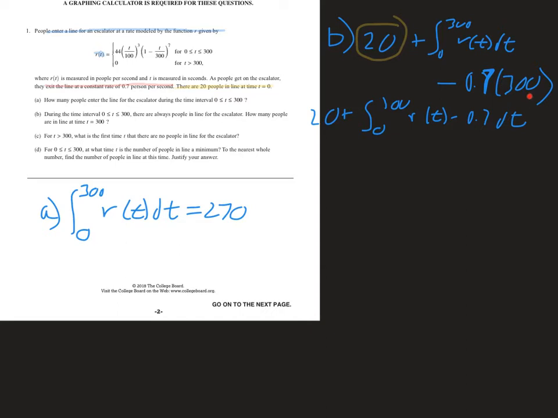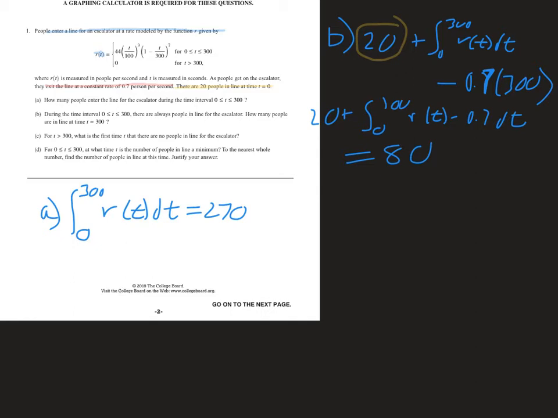So what we would do is the antiderivative here would be 0.7t, plug in 300, plug in 0 and subtract those things. And so you're going to get 0.7 times 300 minus 0. So it will be the same thing. When you calculate that all out, again, this is calculator allowed, you're going to get 80 for the answer for part B.